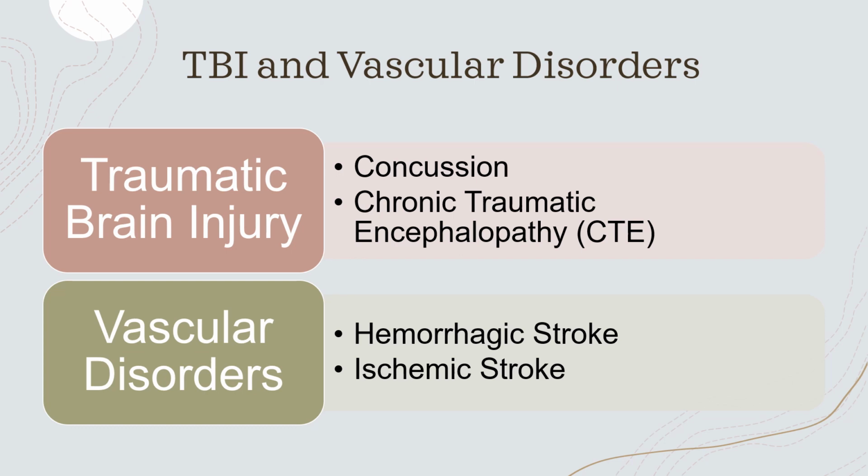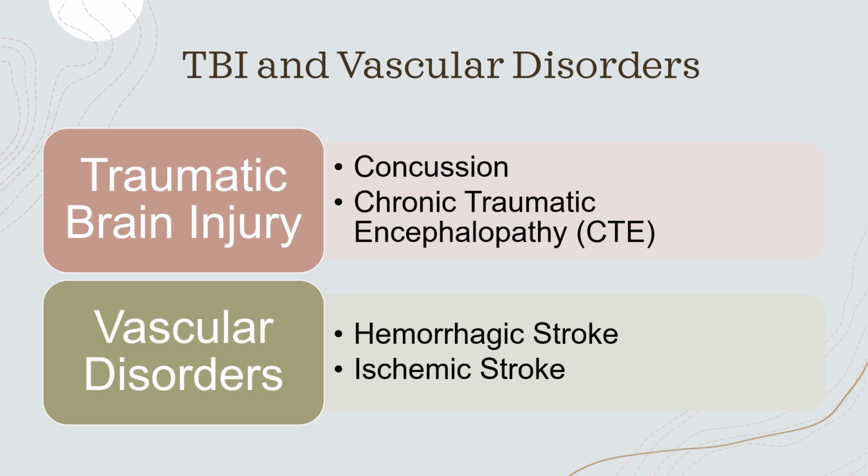And then ischemic stroke is where a blood clot blocks blood flow to a particular area of the brain. So that part of the brain is basically cut off from the blood supply, so it's not getting oxygen, it's not getting glucose, it's not getting the things that it needs to survive.